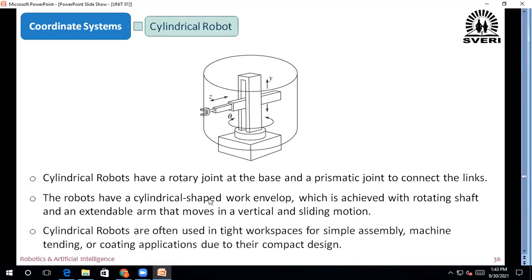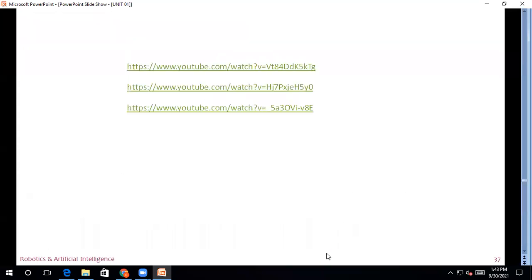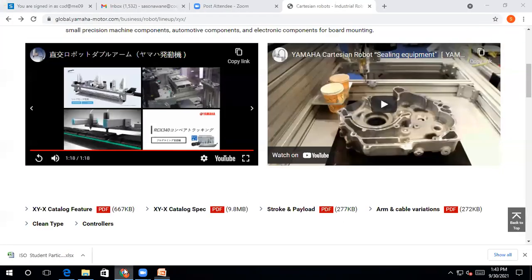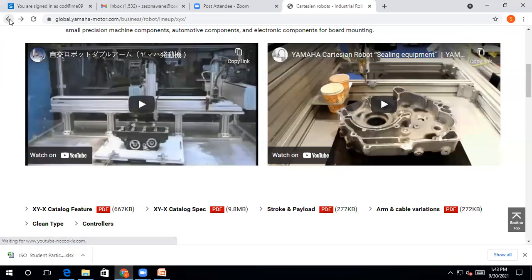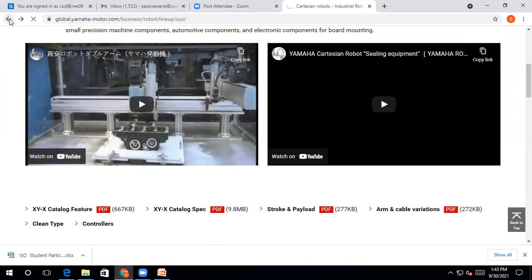Cylindrical robots are often used in tight workspaces for simple assembly, machine tending, or coating applications due to their compact design. Now these are the YouTube links. Separate links we will see here. Cylindrical robots.